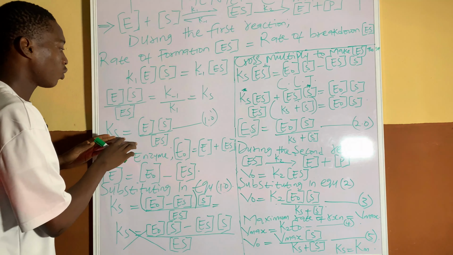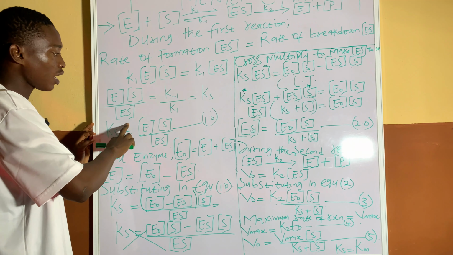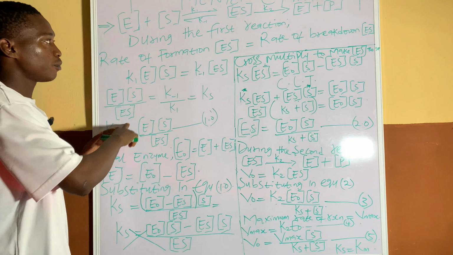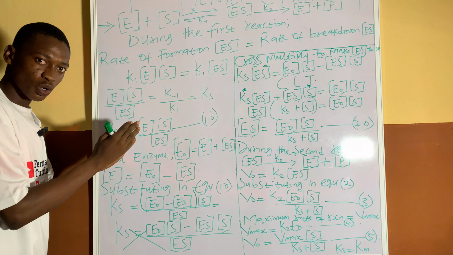Look at our equation 1 here. Let me take you back a little bit. In our equation 1, we found our Ks from the first reaction, which is the rate of forward and backward reactions. That's our equation 1.